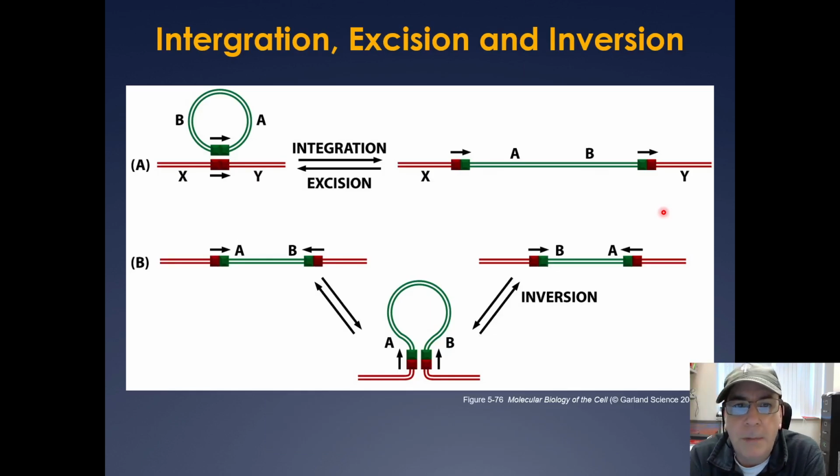Here's just a rough schematic of how integration, excision, and inversion can occur. You can see you have a circular piece of DNA here, and it can find a region to pair with, and then it can integrate in, and then this can also be excised out, going back the other way. You can have an inversion where A and B come together, these repeats, and then it can flip around, and then you're left with B to A.